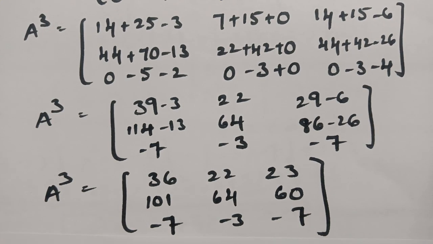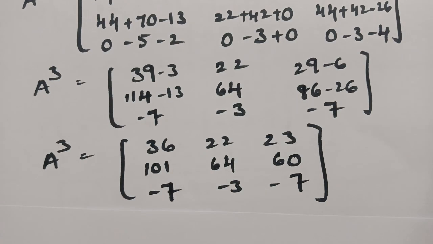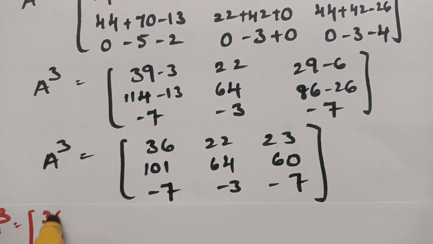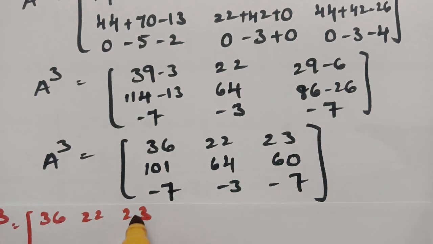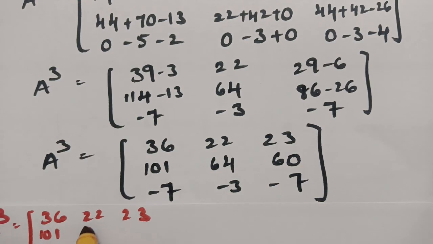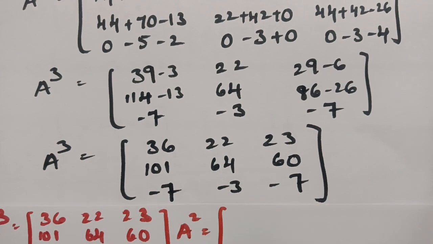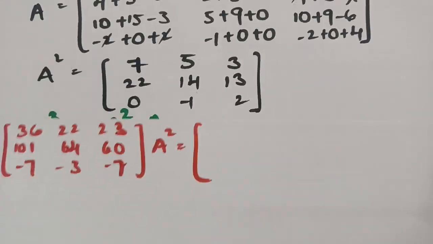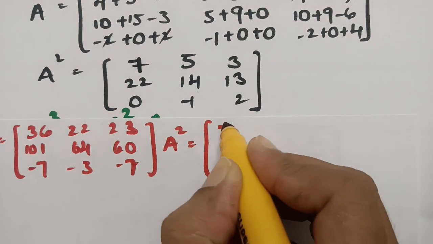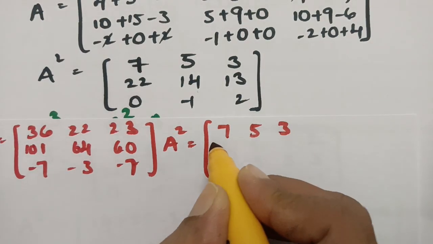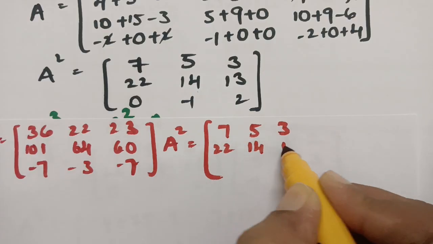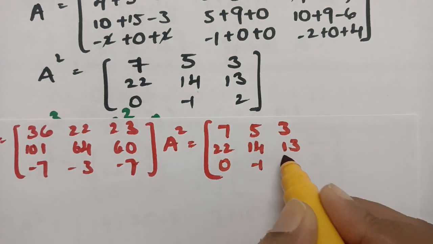So before going to substitute, I'm writing at one place, that is 36, this is 22, this is 23. So this is 101, this value is 64, this is 60. This is minus 7, minus 3, minus 7. So what is our a square value? So a square value, I'll show you. So this is 7, 5, 3. This is 2, 2, 1, 4, 1, 3, and this is 0, minus 1, 2.